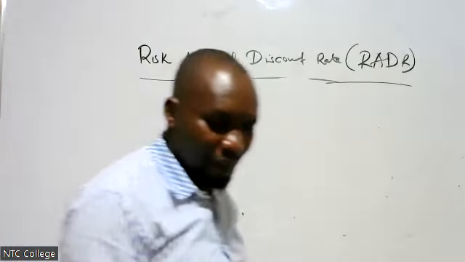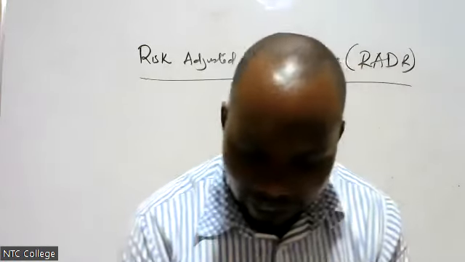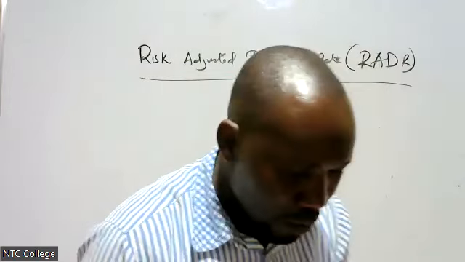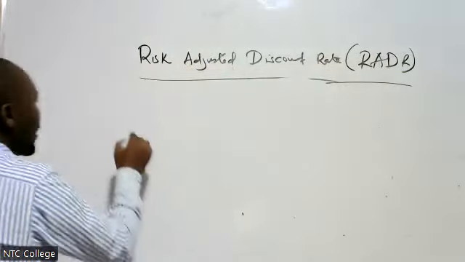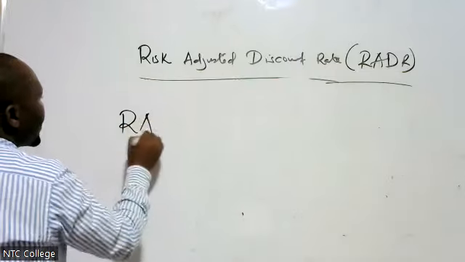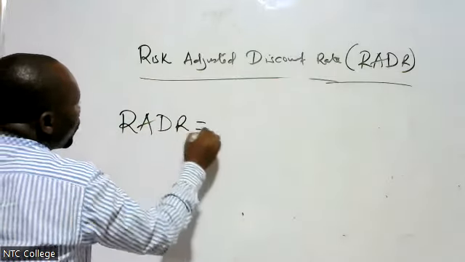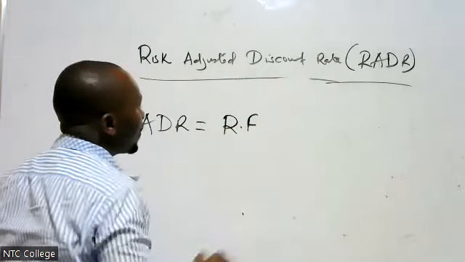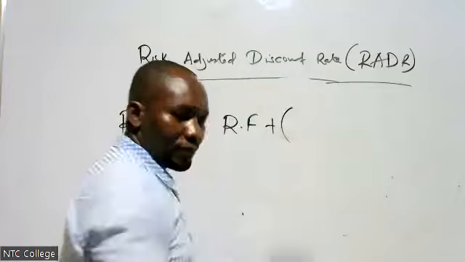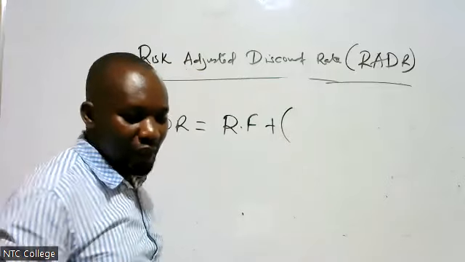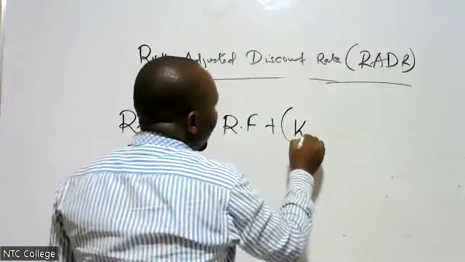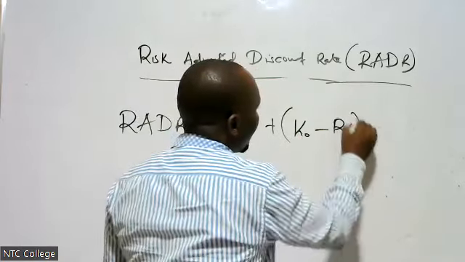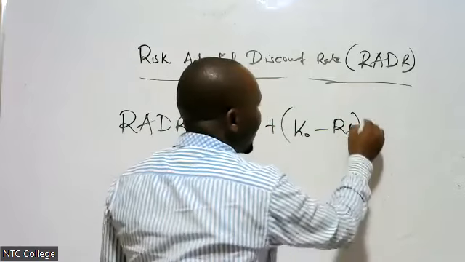In summary, the formula for us to get a good rate of return after adjusting: the risk-adjusted discount rate should be the minimum, which is the risk-free rate, which we are sure of, plus (KO minus RF) times the risk index.